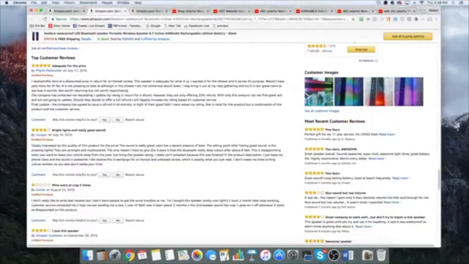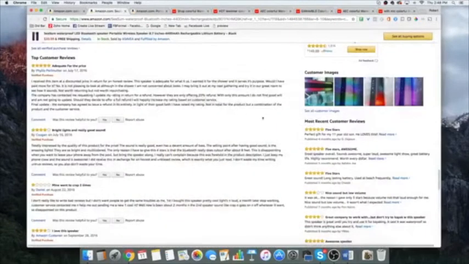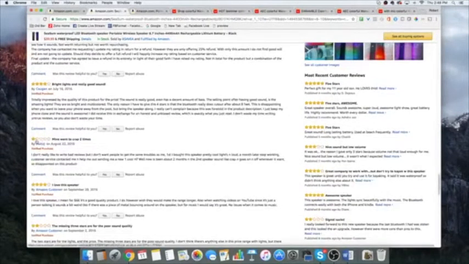Look at these reviews. We got more pictures. Now I know how big it is in comparison to a water bottle. We have, perfect gift for my 11-year-old son. He loves it. Great speaker overall. Totally impressed by the quality of the product for the price. The sound is really good. Decent amount of bass. Let's see what this problem was. Don't like to leave bad reviews, but I don't want people to get the same trouble as me.